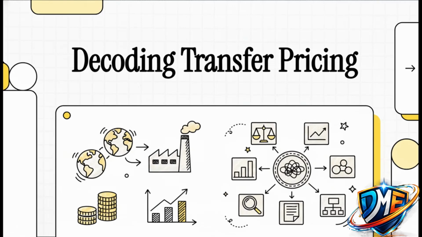Welcome to The Explainer. Today, we are diving deep into a topic that's absolutely central to international business: transfer pricing. We're going to break down the 5 core methods from the OECD, that's the Organization for Economic Cooperation and Development, which are basically the rulebook for how giant companies price sales within their own family.